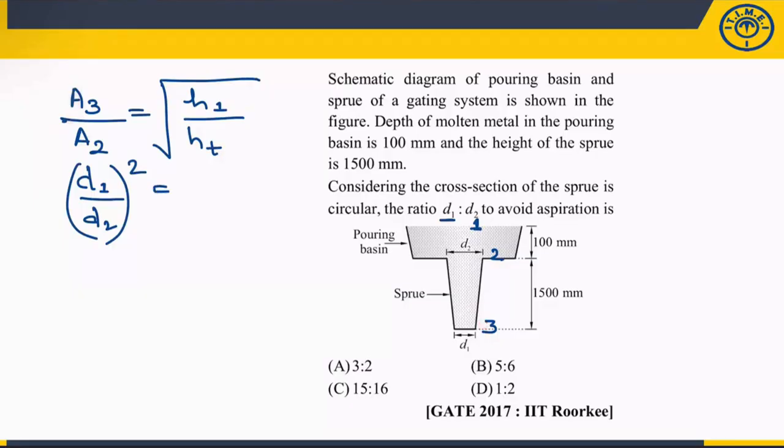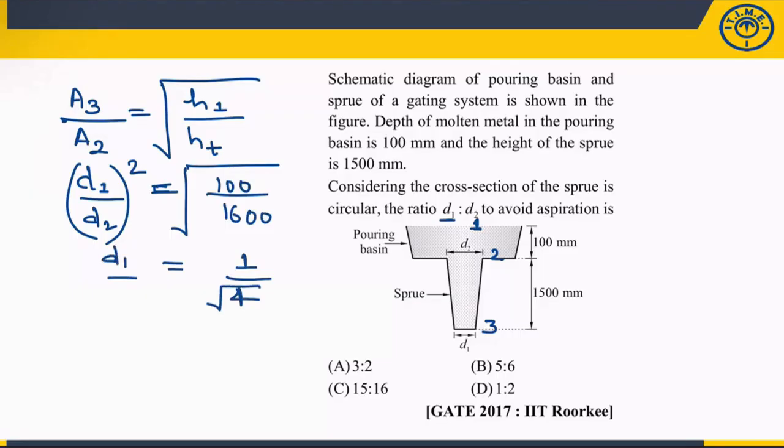Now H1 and ST you already know. What is this H1? Can I say the H1 is 100 and this is 1600? That means it will become 1 by 4. Now if you take again the square root, what you will get? D1 by D2 is nothing but 1:2. Is everyone getting the same answer? Yes, very good. Option D will be the correct one.